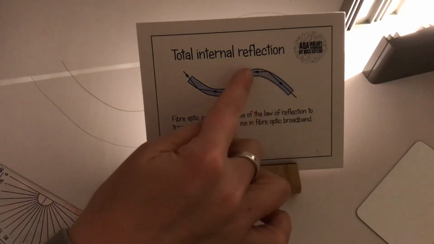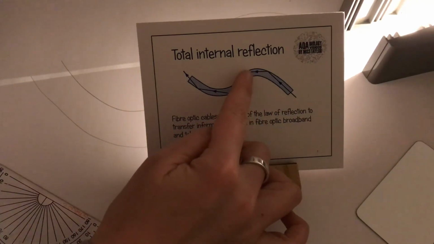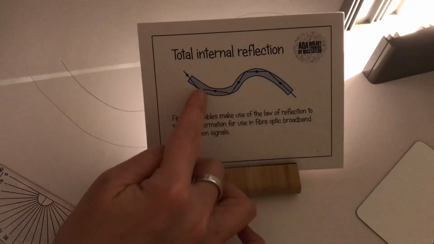So we've got incident ray, reflected ray. Reflected ray becomes the new incident ray, reflects, and then reflects, and then reflects.